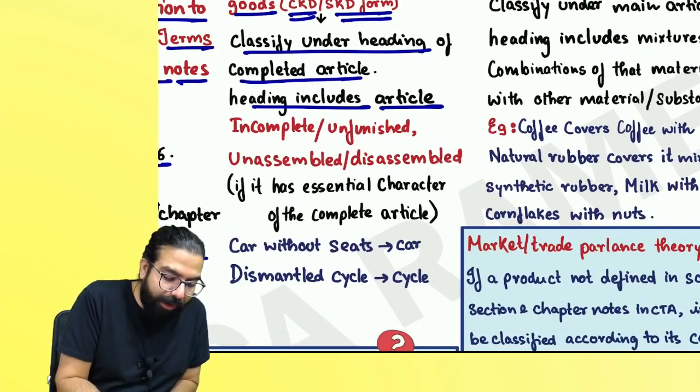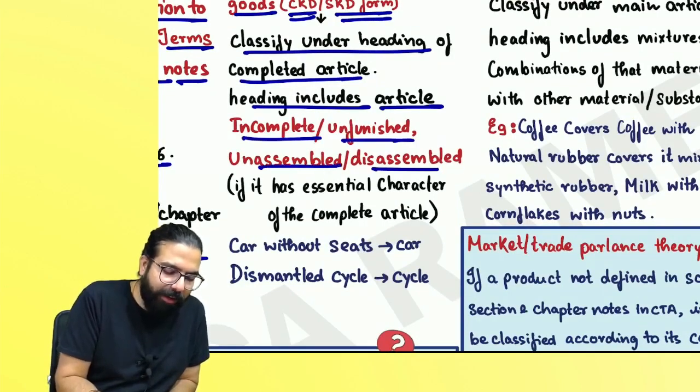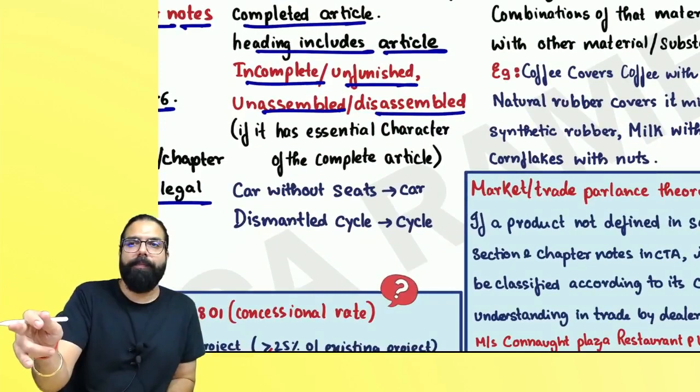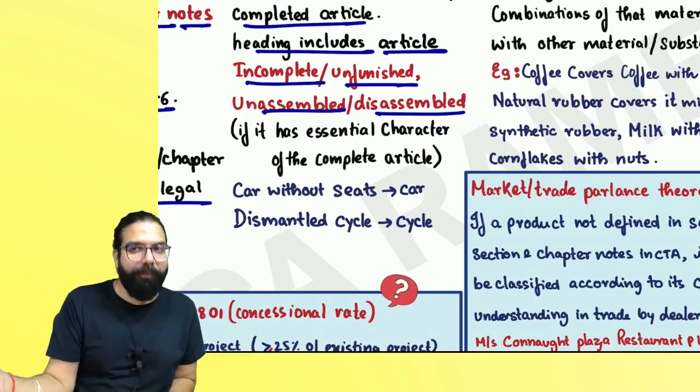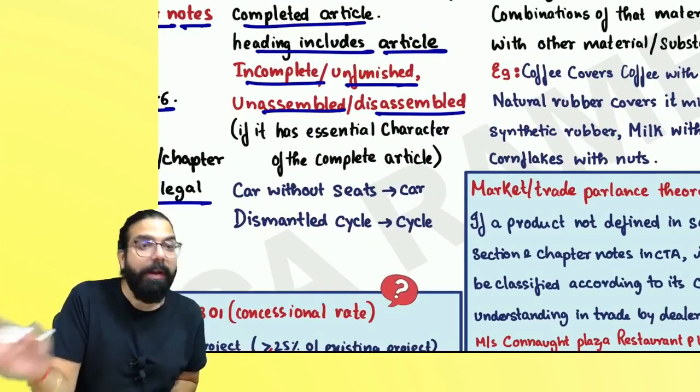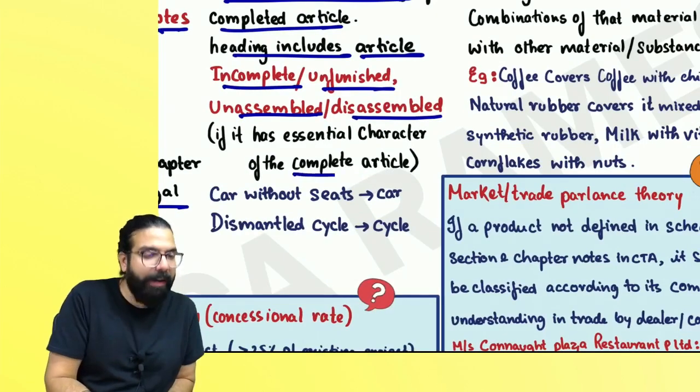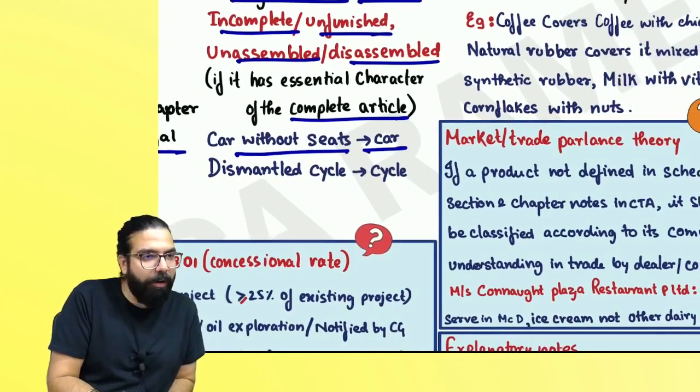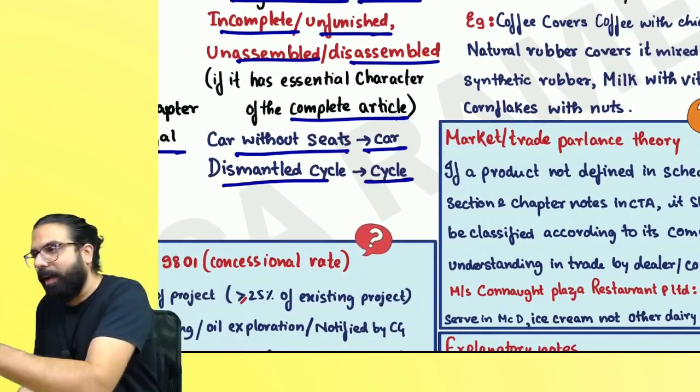Heading always includes article incomplete, unfinished, unassembled, or disassembled unless the incomplete, unfinished, unassembled, disassembled item has the characteristic of the complete article. Car without seat will be car only. Dismantled cycle will be cycles only.